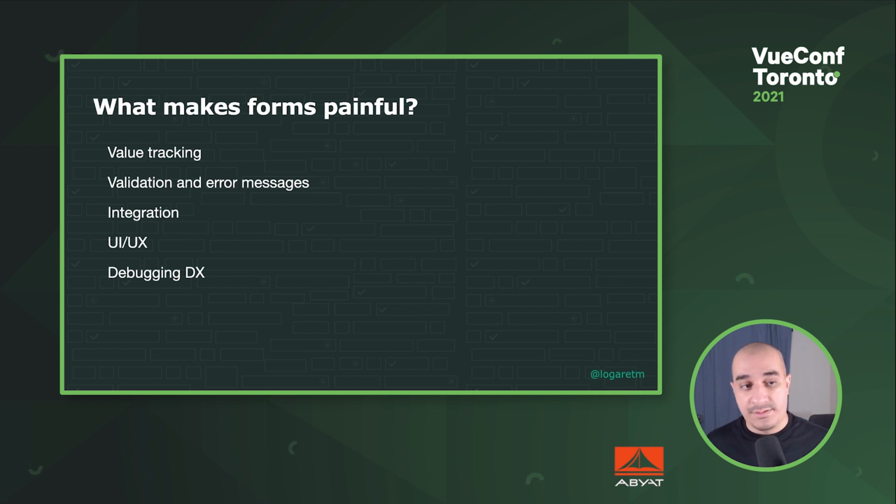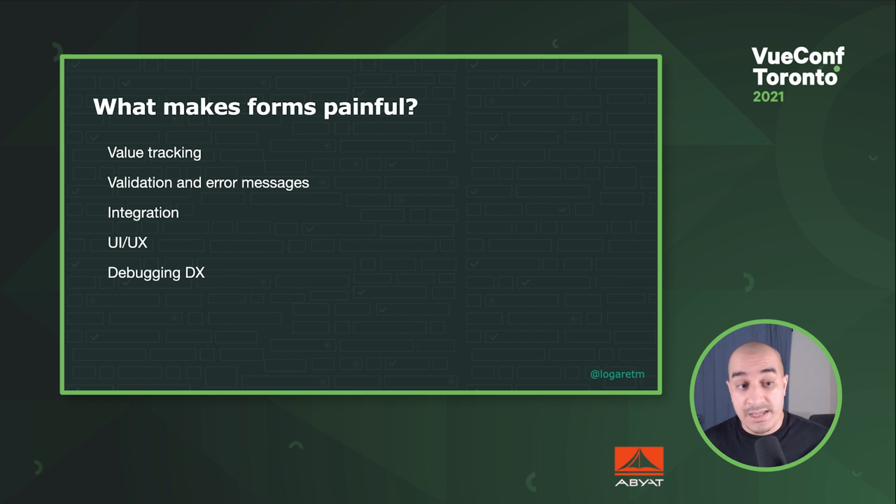First, you have the issue of value tracking, which involves how you are going to sync the input values with the data model that you have in memory, if you have one. And how are you going to retrieve these values, so the input values, and submit them or consume them in any other meaningful way, like sending them to the server.